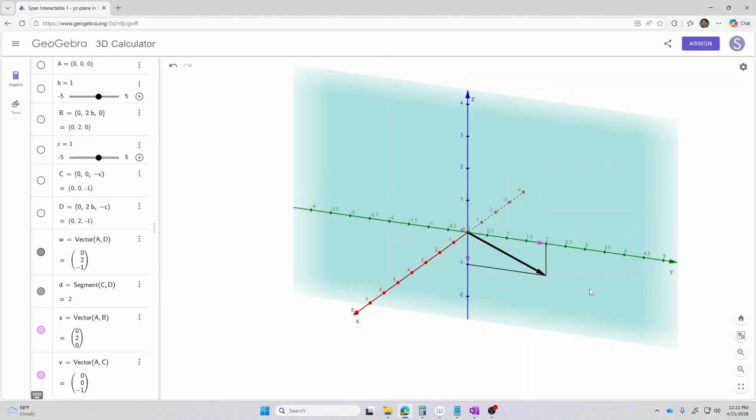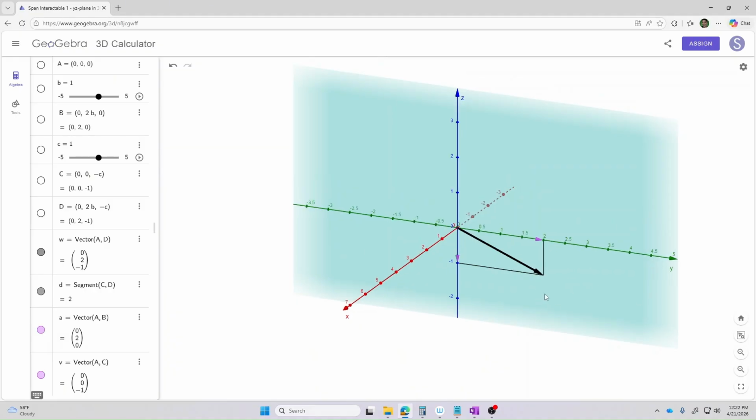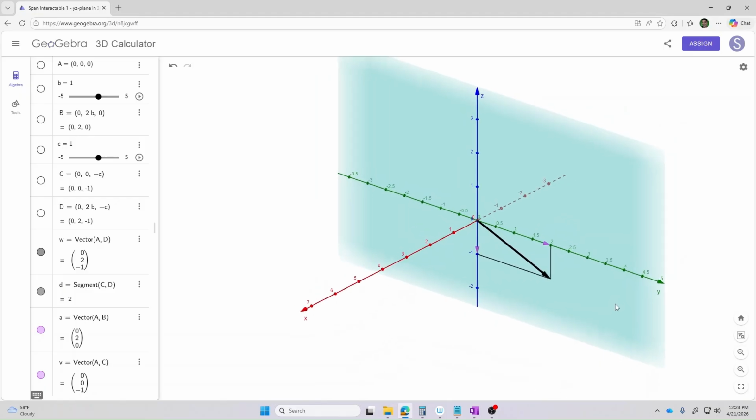So here on GeoGebra in purple, I've drawn the two vectors v1 and v2 in this problem. So here's v1 pointing 2 units in the positive y direction, and here is v2 pointing 1 unit in the negative z direction. And what we have here in black is this vector v1 plus v2, that particular linear combination of these two vectors.